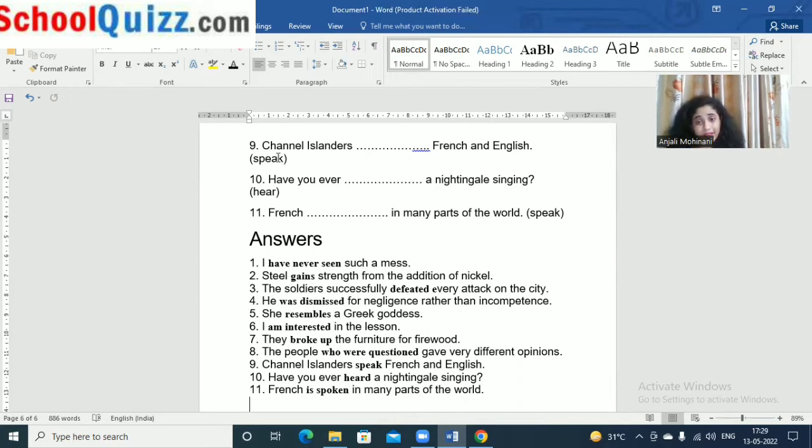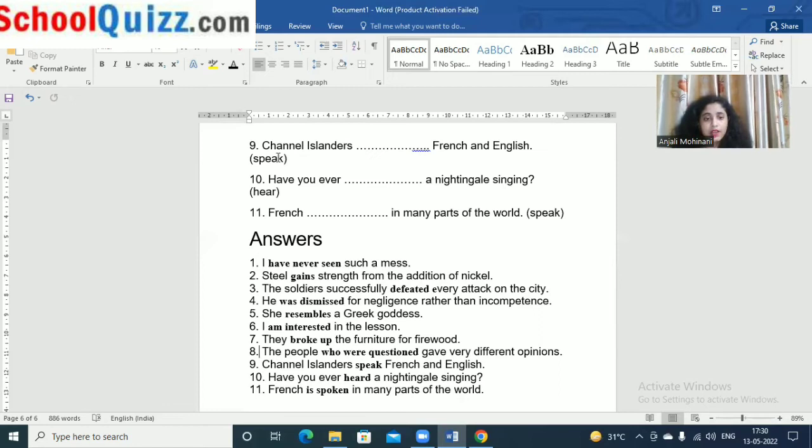Have you ever heard a nightingale sing? Okay. The last one: French is spoken in many parts of the world. Spoken, not speak, because we are changing the tense according to the sentence. So French is spoken in many parts of the world. Now, why have we changed the word speak to spoken? Because we have many parts of the world, so it indicates that it is plural. Okay, so I hope I'm clear with it.